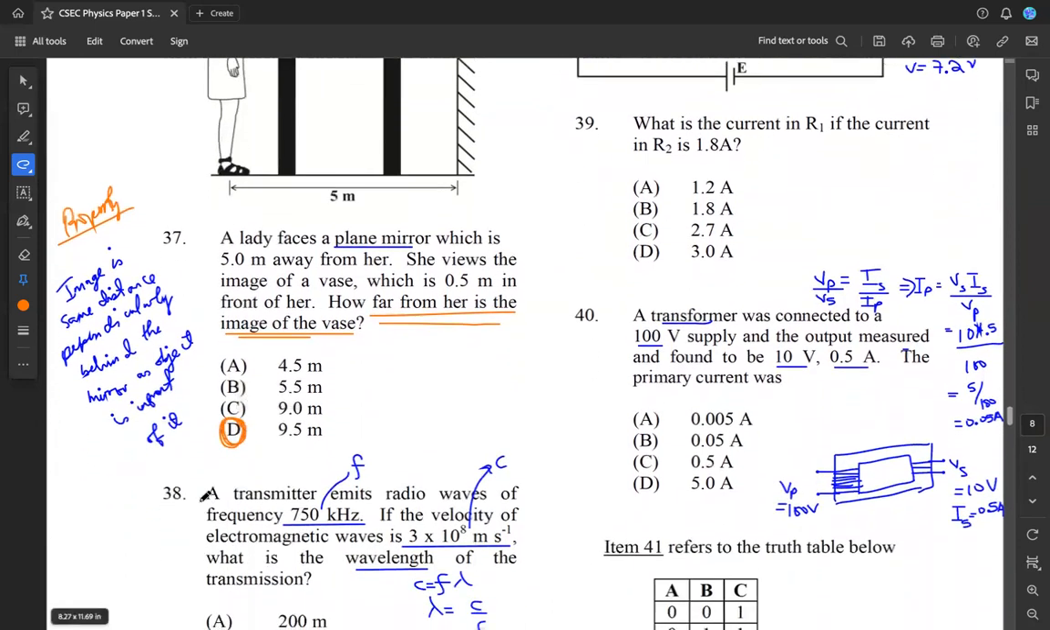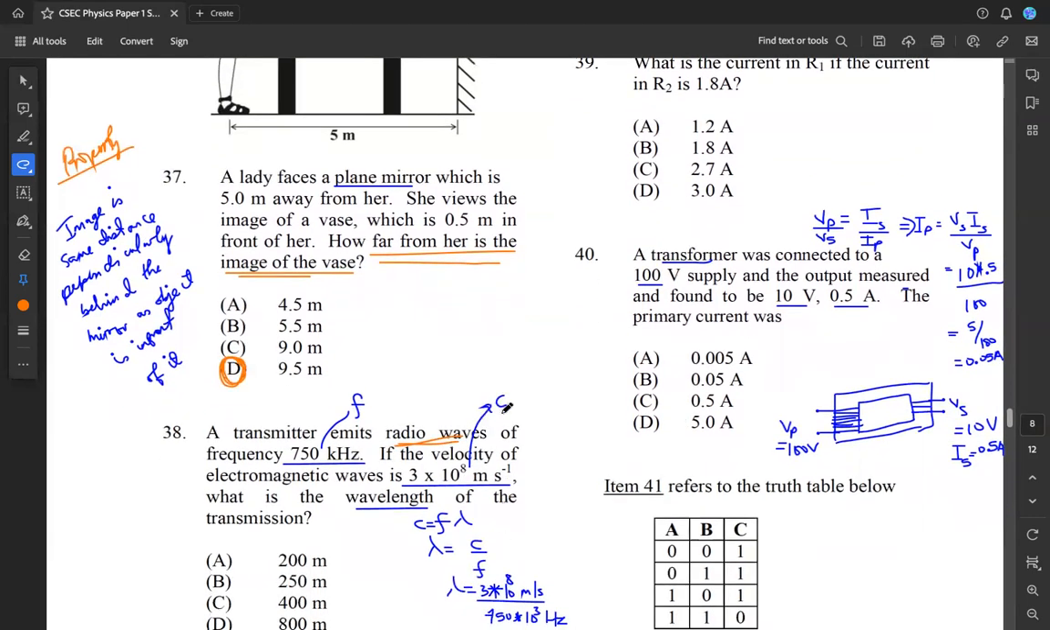So question 38 now says a transmitter emits radio waves of frequency 750 kilohertz. If the velocity of electromagnetic waves is 3 times 10 to the 8, which a radio wave is, it's an electromagnetic wave, so it's traveling at this velocity of 3 times 10 to the 8 meters per second, what is the wavelength of the transmission? So right away, we see that we're given the speed of light and we're given a frequency, so we can use the wave equation, which is C is equal to F lambda to calculate lambda.